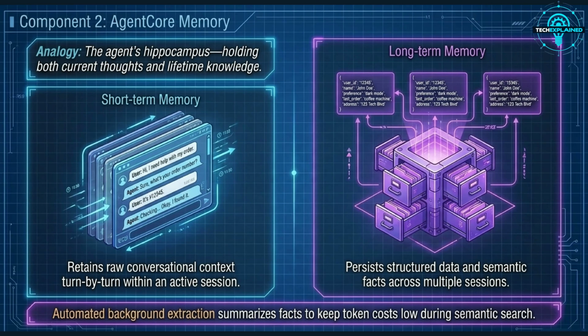For production systems, this distinction is critical. You need to know what to store, where to store it, and how long to keep it. AgentCore memory handles all of that with a unified API, so you're not stitching together 3 different databases. Takeaway: memory gives your agent continuity and context, both in the moment and over time.